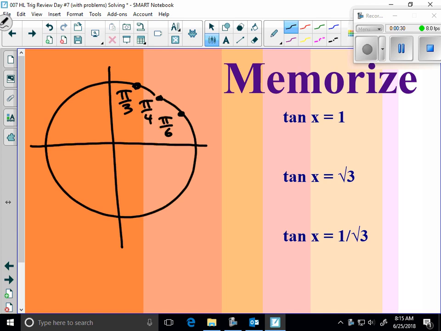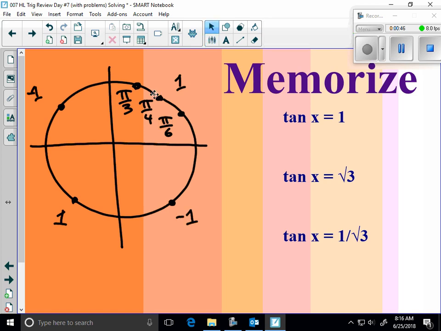Okay, I want you to know that your tangent is equal to 1 at your pi over 4. Right? So over here in this quadrant, you'd have a -1. Down here, you'd have a +1, etc. -1 in the fourth quadrant.